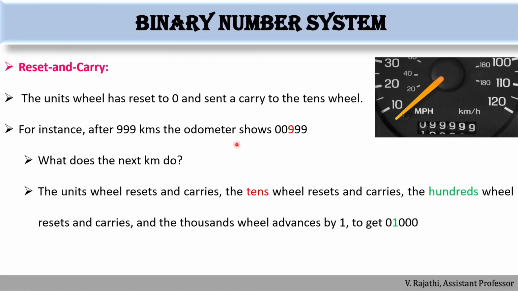Next, reset and carry. The units wheel will reset to 0 and send a carry to the tens wheel. For instance, after 999 kilometers, the odometer shows 999. What does the next kilometer do? The units wheel resets and carries to the tens wheel. The tens wheel resets and carries to the hundreds wheel, which resets and carries to the thousands wheel, which advances by 1 to get 1000. So this is the hundreds position, and this is the tens position.